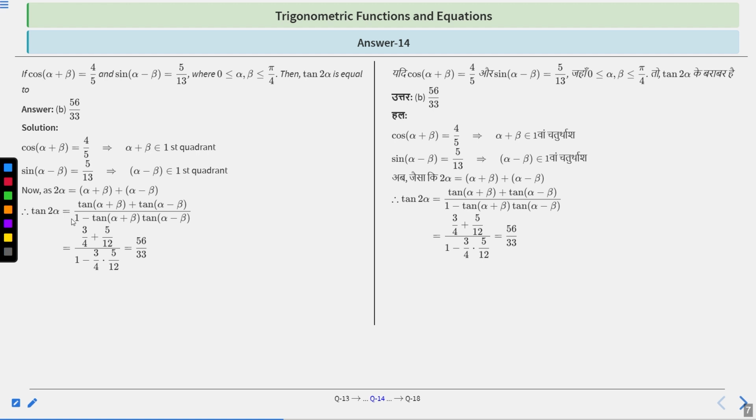Therefore, tan 2 alpha can be written as tan of (alpha plus beta) plus (alpha minus beta). Therefore, it can be written further as tan(alpha plus beta) plus tan(alpha minus beta) upon 1 minus tan(alpha plus beta) into tan(alpha minus beta), right?